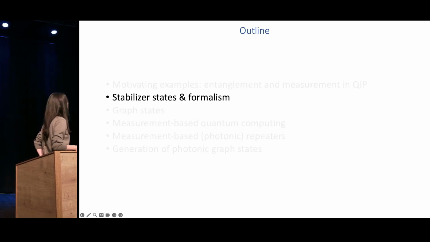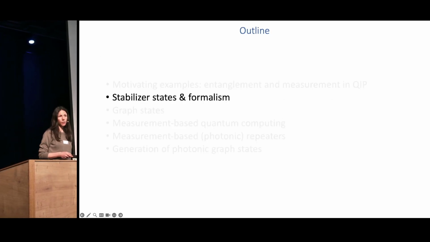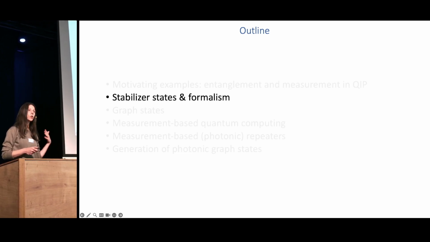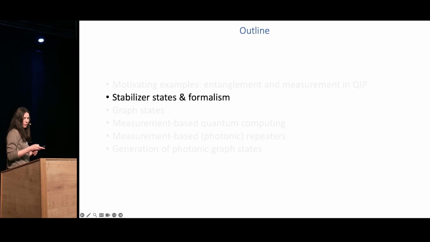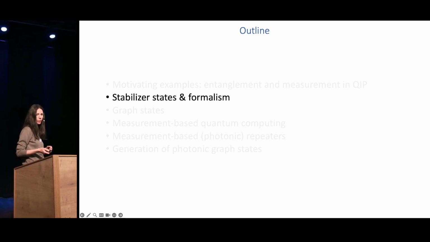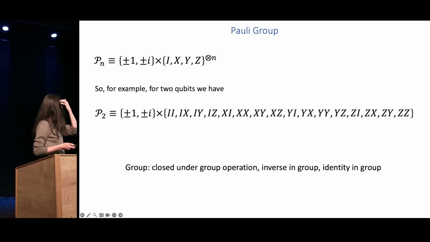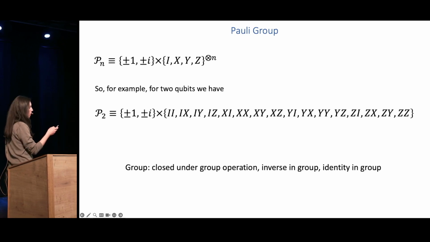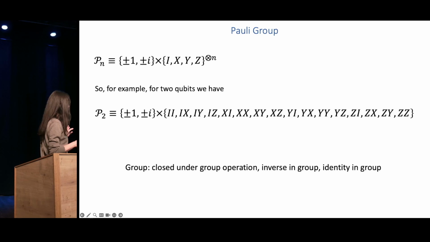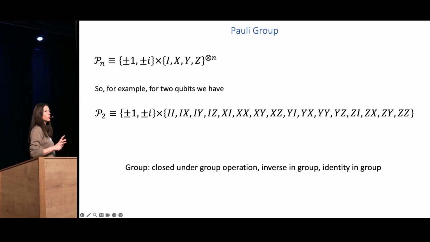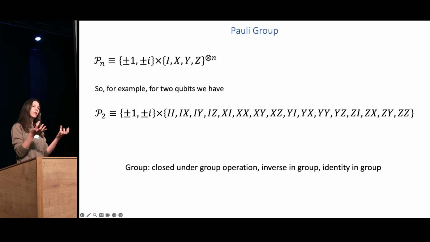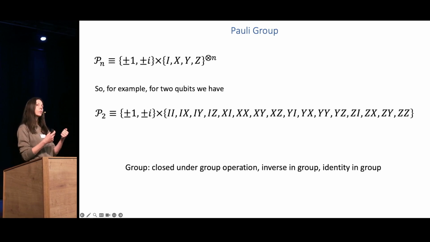All right, so to do that, before I get into graph and cluster states, I want to give you an introduction on stabilizer states and the stabilizer formalism. So first, let me define the Pauli group. And if you're not too familiar with groups, all you need to know is the things in the bottom, right? A group is a set of elements that have some group operation.